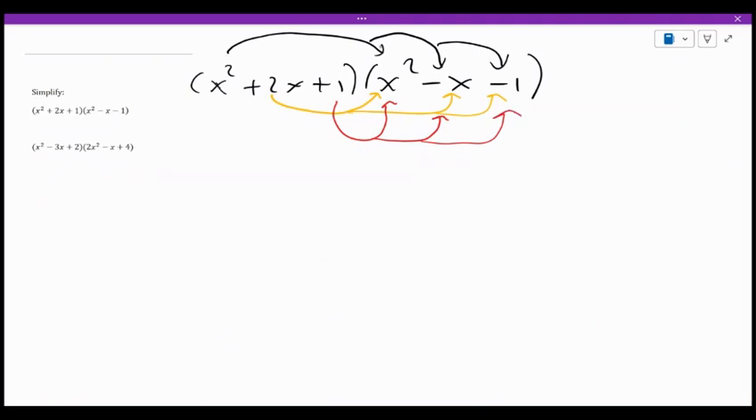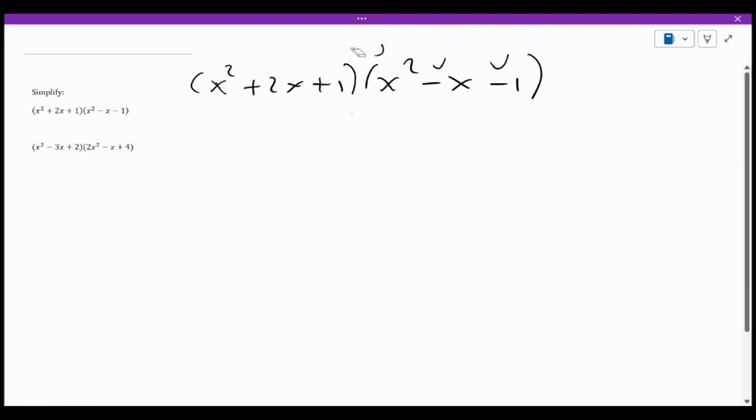Now, this term has multiplied with this one, and this one, and this one. This one has also multiplied with x squared, negative x, negative 1, as well as 1, which means every term in this bracket has multiplied with every other term in the other bracket. I hope that was clear. That is what we're going to be doing. That is how we're going to solve these kinds of questions.